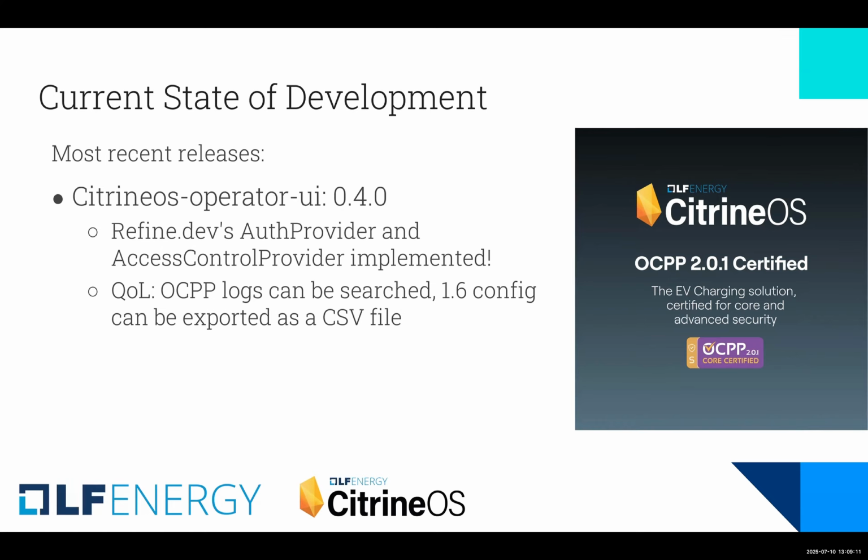There are also some quality of life improvements on the operator UI. The OCPP logs can be searched now, and the 1.6 configuration keys can be exported as a CSV file, which can be useful for keeping track of the configuration available on your chargers.